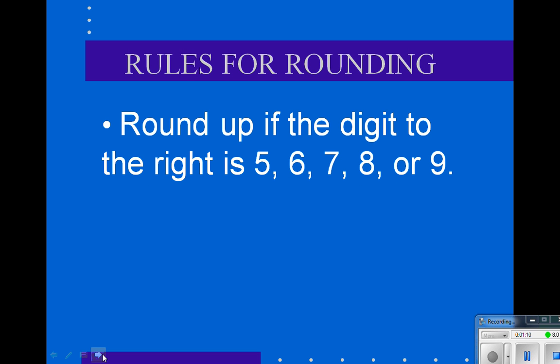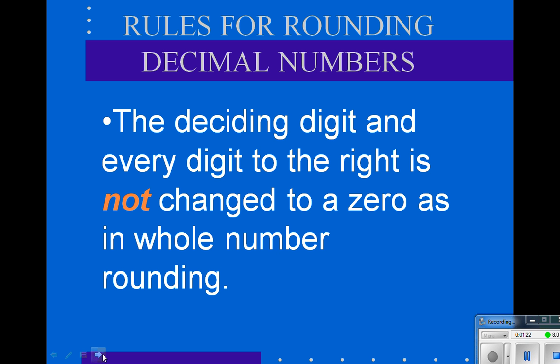If the number is 5, 6, 7, 8, or 9, that is right of the place value you are rounding to, you will add 1 to it, which seems very odd. But you will see how that is addressed. We will look at some number lines shortly, so it will give you more of a visual.